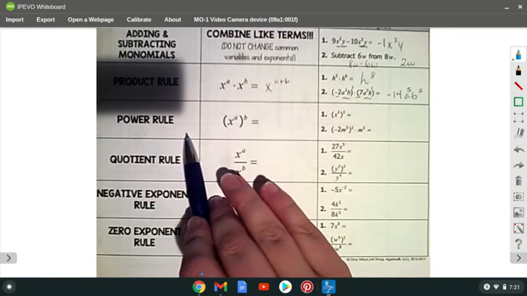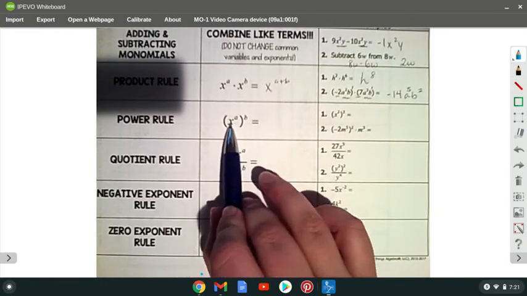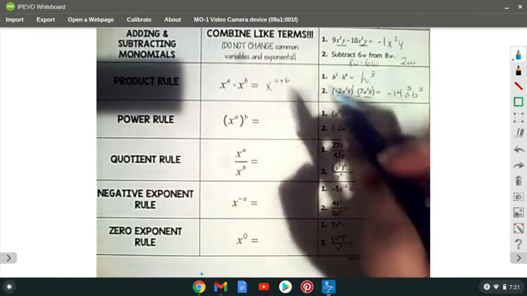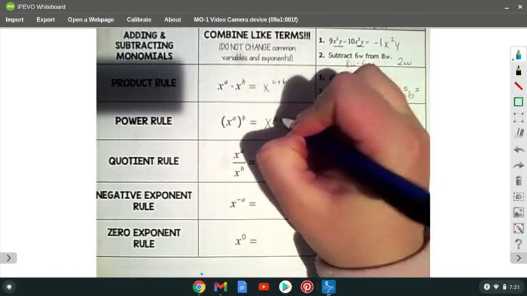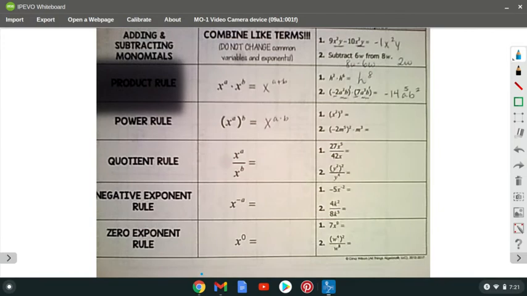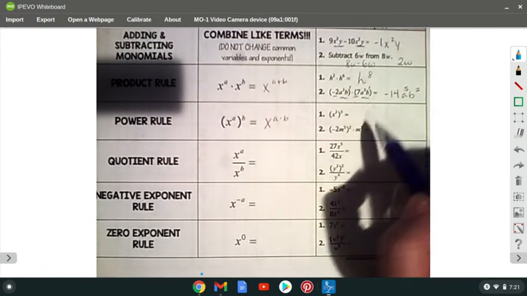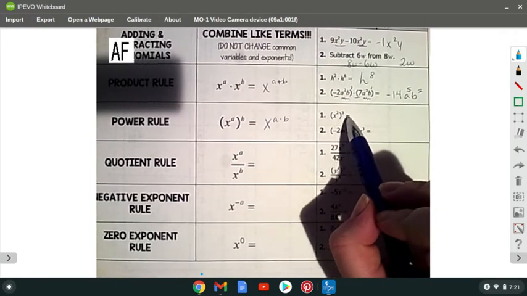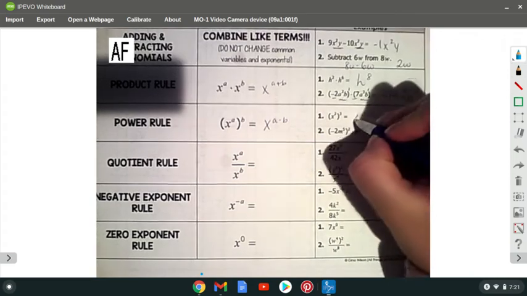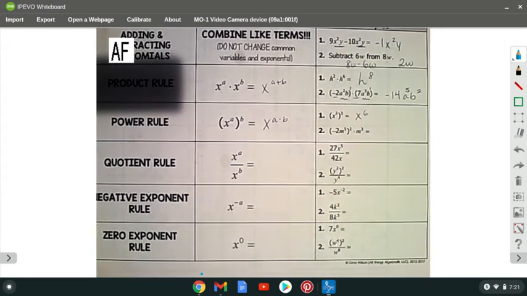Then we have our power to a power rule. So if I have x to the power of a, then to the power of b, I'm going to multiply those two powers. So x to the power of a times b. So right here I have 2 to the power of 3. So I'm going to multiply 2 times 3 to get 6.